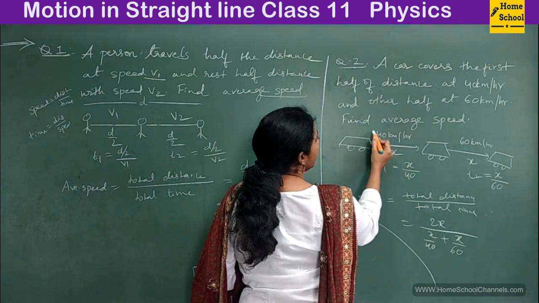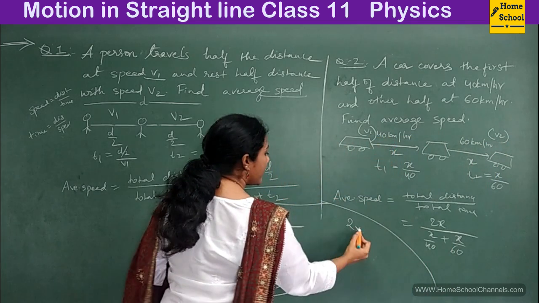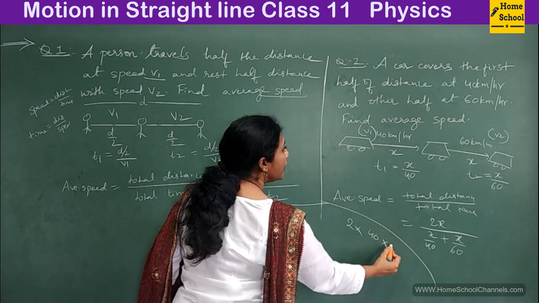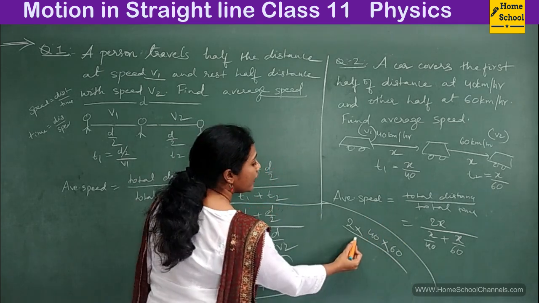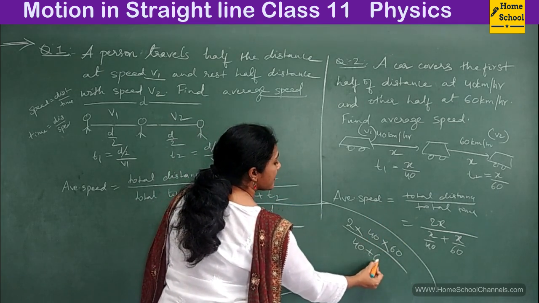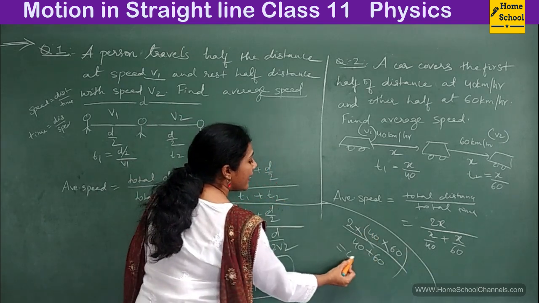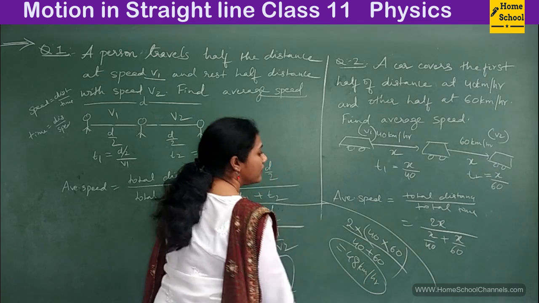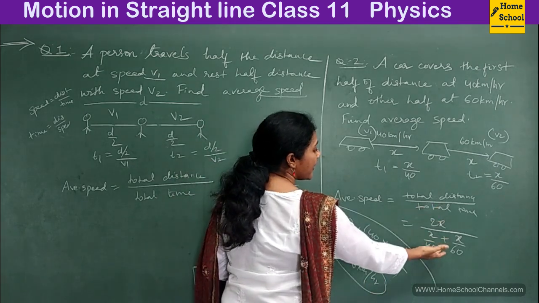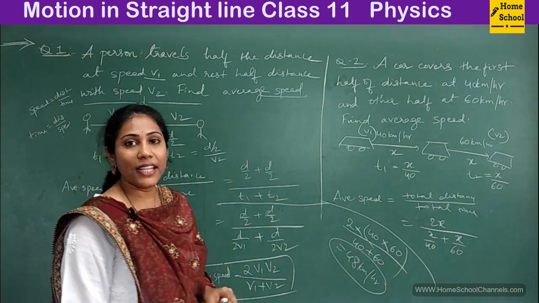You take one speed as V1 and this as V2, right? So what is V1? 40 into 60 divided by V1 plus V2, that is 40 plus 60. Just when you do this, you will get around 40 kilometers per hour as the answer. Even when you substitute this, you will get 48 kilometers per hour as your answer.